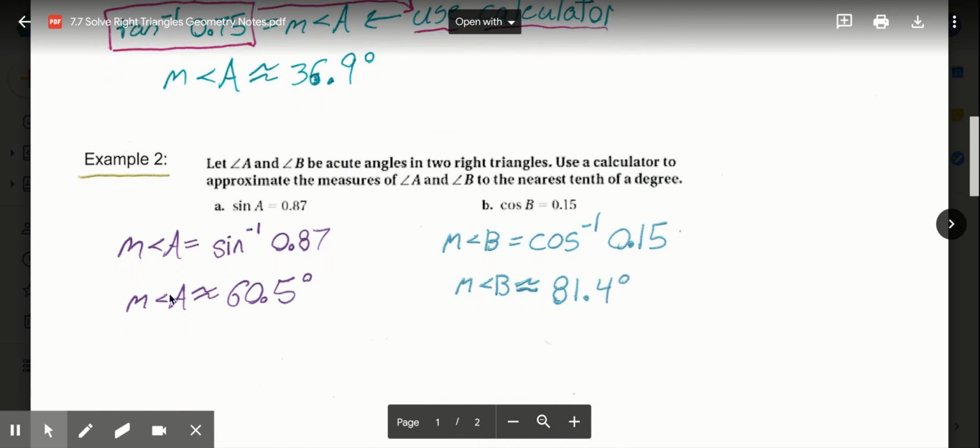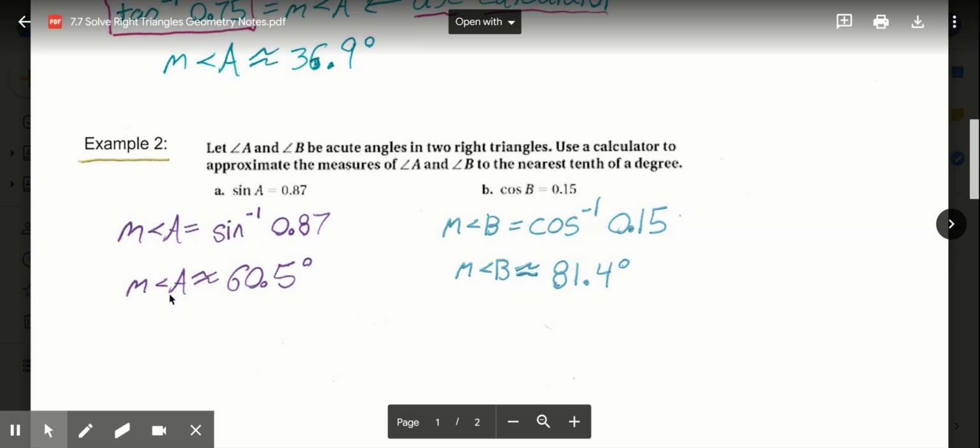So a couple more examples. Let angle A and angle B be acute angles in right triangles. Use a calculator to approximate the measures of angle A and B to the nearest tenth of a degree.